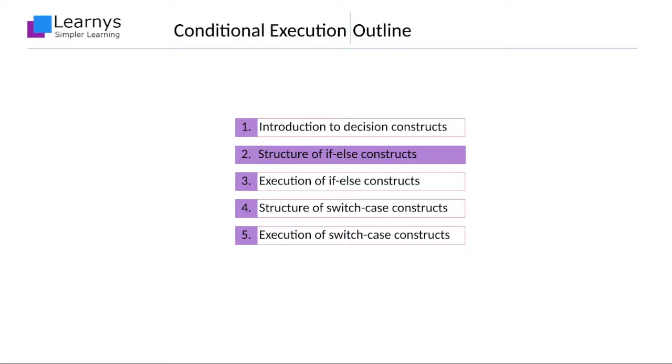As mentioned earlier, there are two types of decision constructs available in C language. One of them involves various combinations of if, else, and else if keywords, which we are about to discuss, and the other one involves switch and case keywords, which we will take up next. We will start by understanding the structure of the first type of decision construct, which involves if, else, and else if keywords and their combinations.